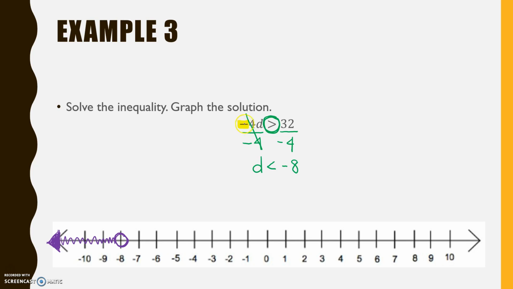And that's all we get. Just don't forget about that negative. It changes your inequality.